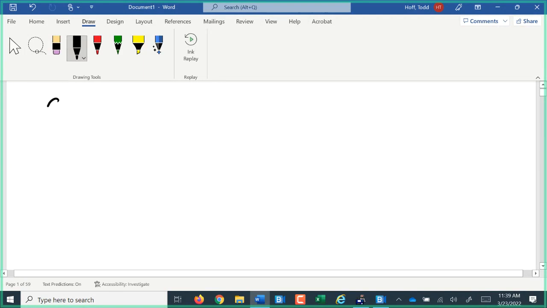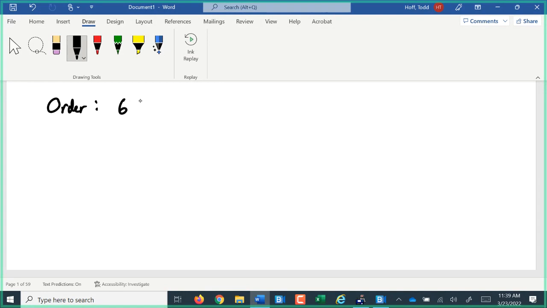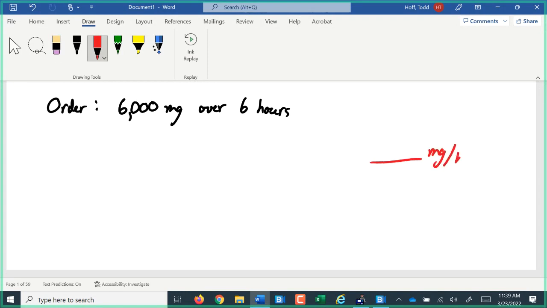For example, you might have an order for 6,000 milligrams for 6 hours. One possible way of expressing a flow rate is in milligrams per hour. If that were the case, that would be really simple to do here.